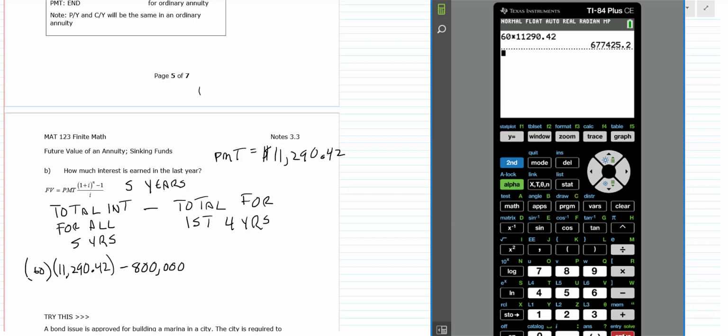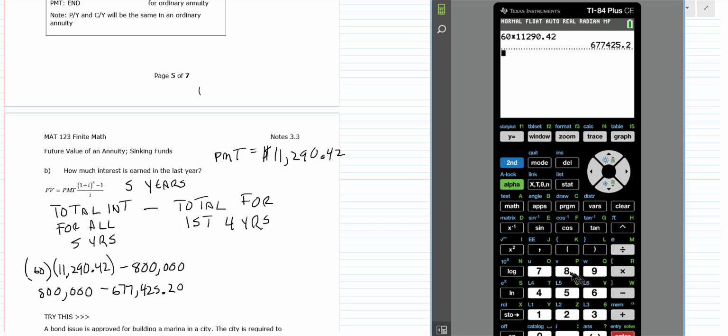I think I was doing this backwards. It should be the other way around. So you're going to do 800,000 minus the payments that you did, $677,424.20. Remember, you're saving on this, so that's how much money you put in the annuity. The rest of it is interest earned.